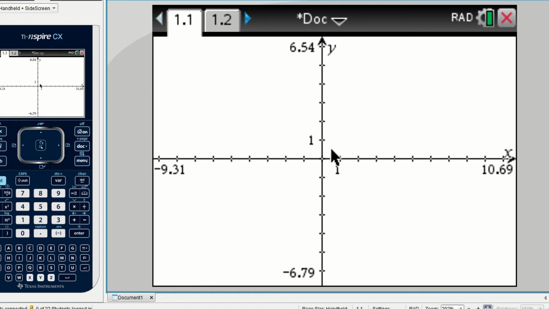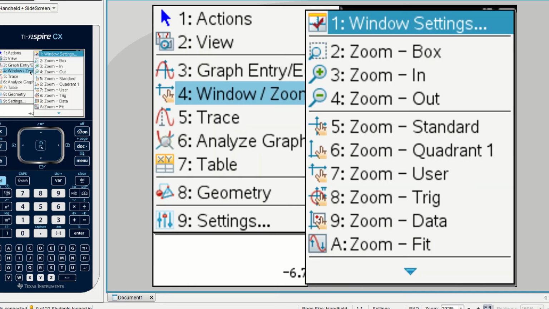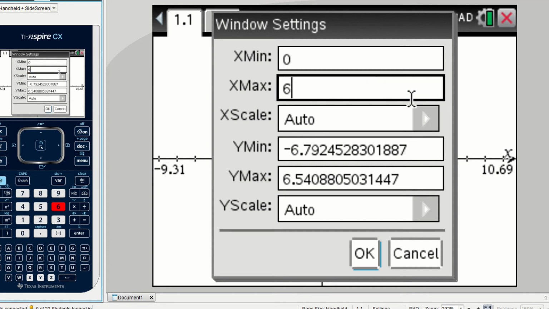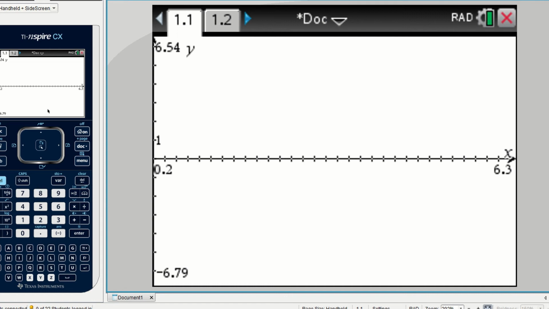Now, they gave us restrictions. They said x is from 0 to 2 pi, so you should be fixing your window right now. Go to window settings. Your x min should be 0. And 2 pi, you can put the numbers 3.14 times 2, so let's just make it 6.3. You could also just put in 2 pi here as well. So for now, let's just do that and hit OK. And now we have a better window of what our graph's going to look like.